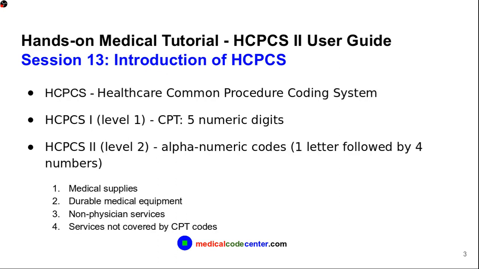So what is HCPCS? HCPCS stands for Healthcare Common Procedure Coding System. So if you take the first letter of each word, you have HCPCS, pronounced as HCPCS. HCPCS Level 1 is the CPT code. As you know, CPT is 5 numbers. HCPCS Level 2 code, which are alphanumeric codes, is 1 letter followed by 4 numbers.